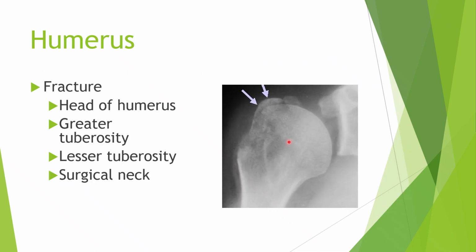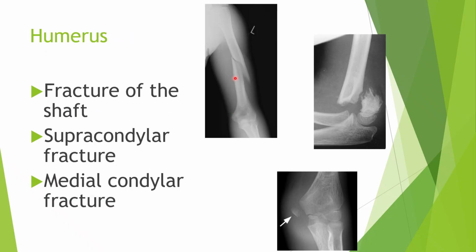The humerus can get fractured at the head of the humerus, greater tuberosity, lesser tuberosity and at the surgical neck. More, the humerus can also get fractured at the shaft, supracondylar area, and the medial epicondyle. In this type of fracture, the radial nerve gets injured. Here, the ulnar nerve gets injured.